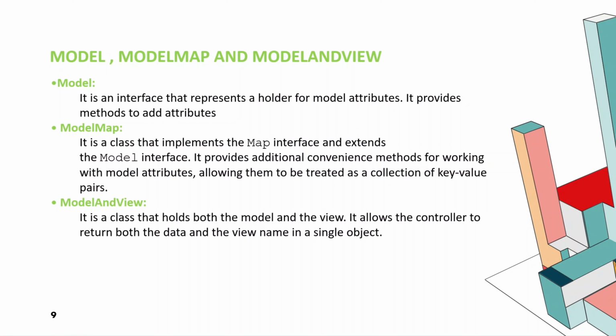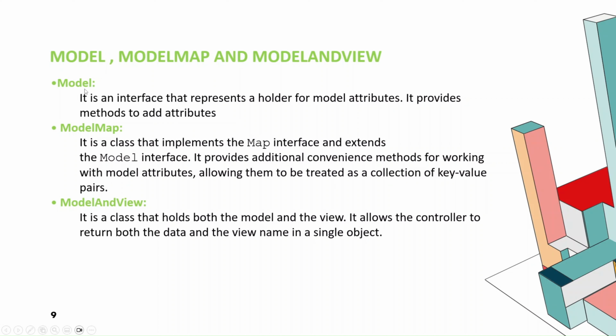Just now we have seen Model. By using Model, I have added an attribute and I access that particular attribute in the view, which is nothing but a Thymeleaf template, Thymeleaf HTML. So we have three mechanisms to deal with attributes. If you want some attribute values to be displayed in the HTML or Thymeleaf template, we can have three options. Model is an interface, ModelMap is a class, and ModelAndView is a class.